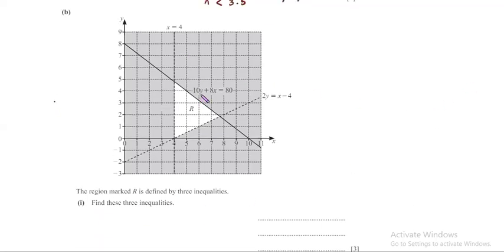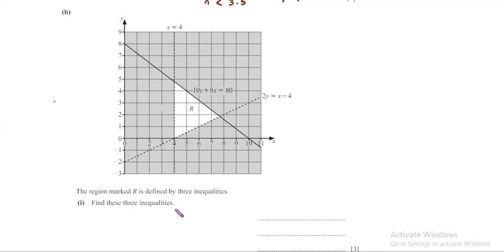Now, the equations of these three straight lines are given to us. So we have x is equal to 4. Then we have this one, which is 10y plus 8x is equal to 80. And we have 2y is equal to x minus 4. The equations are given to us, but we are supposed to write the inequalities.